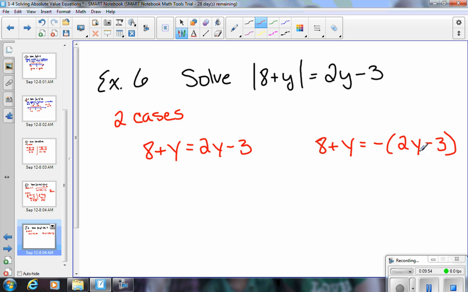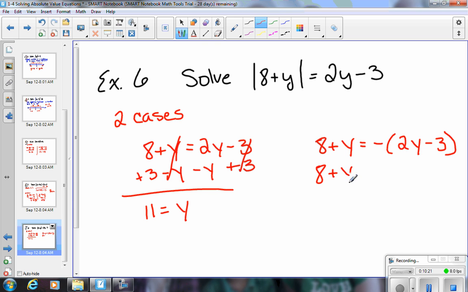Be very careful here. You have to do the opposite of the whole quantity, which means you're going to have to distribute a negative sign. We want to combine like terms, so I am going to subtract y from both sides and add 3 to both sides. So I have y equals 11 for one of my solutions.